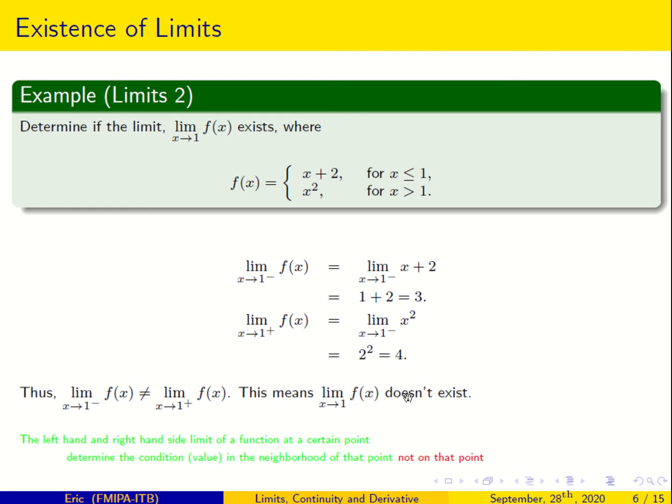Okay, this is a remark. The left hand and right hand side limits of a function at a certain point determine the condition, or I mean the value, in the neighborhood of that point. Not at that point, just in the small neighborhood of that point.